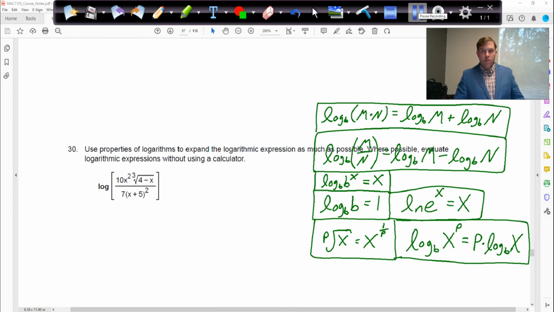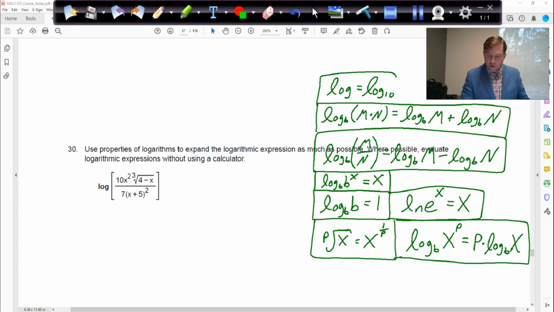Okay, for 30, it's the same idea. We're going to take one log and we're going to expand it into a bunch of them, and we're going to simplify as we go. So one thing you notice is you have log. They have not given us a base. And let's just remind ourselves, if they have log with no base written, it is understood to be base 10. And this is also the base that your calculator will work in. So your calculator can do base 10 logarithms if you type it in, log button.